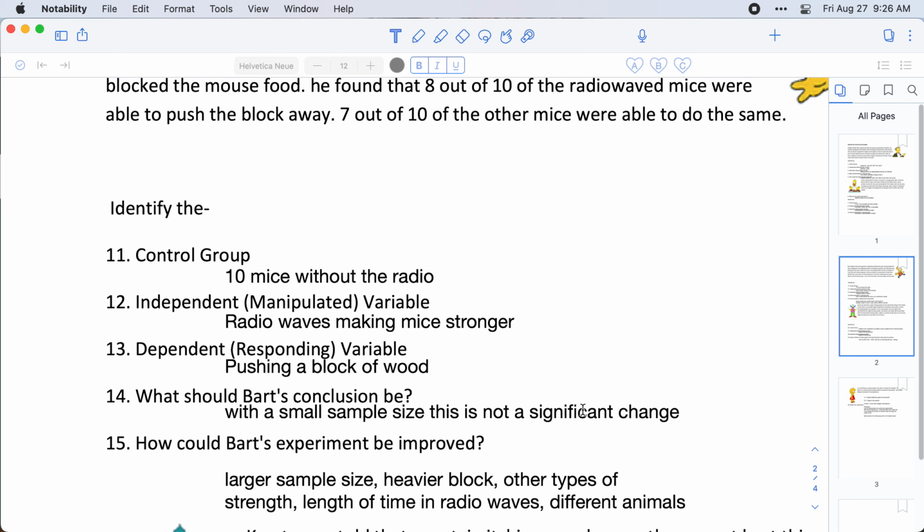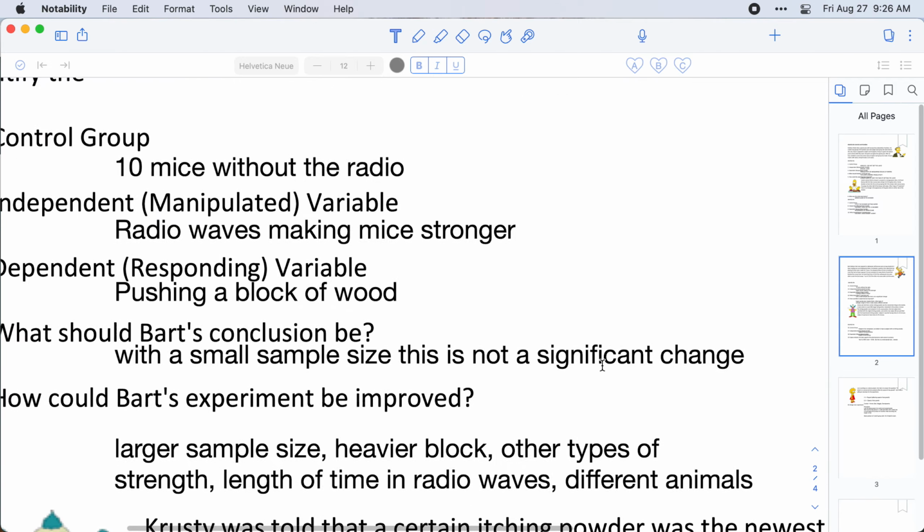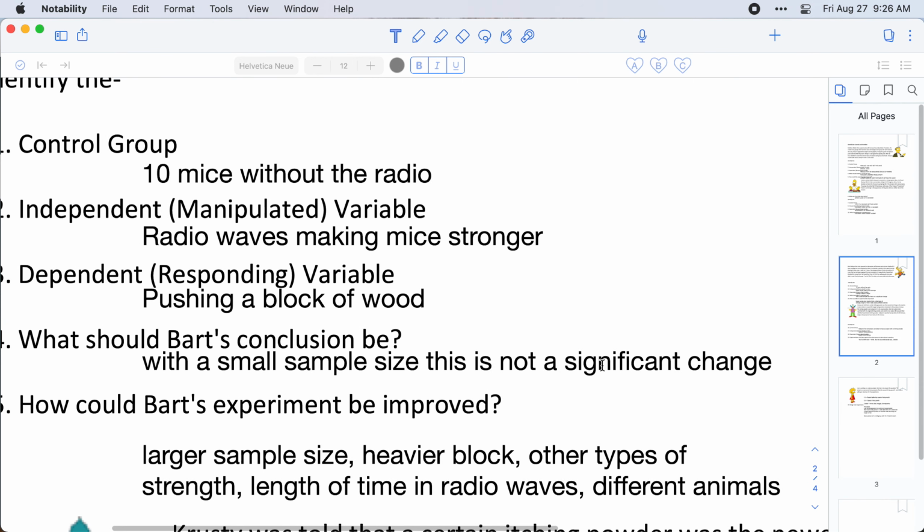So that's what we talked about, right? Different animals maybe instead of mice? Another measure of strength maybe besides pushing a block? How about the length of time for the radio waves? We just had 5 hours, maybe 1 hour would be good, 2 hours. So you kind of get the idea.